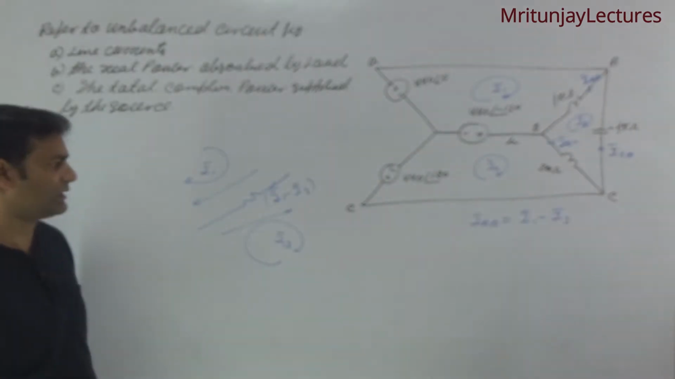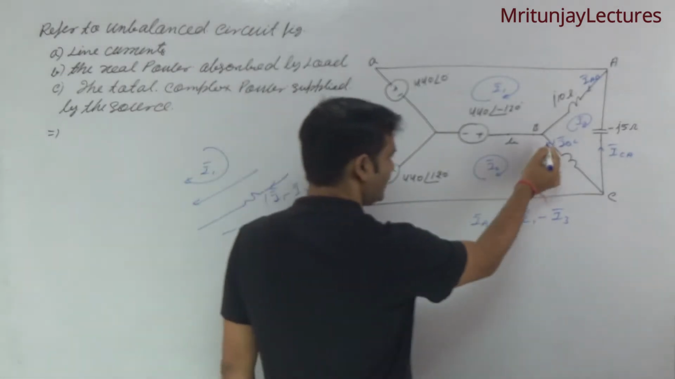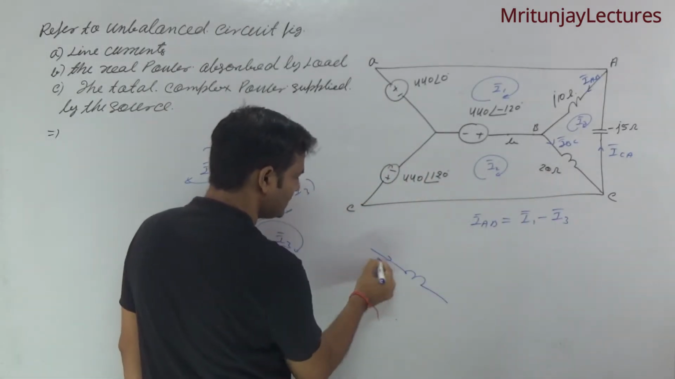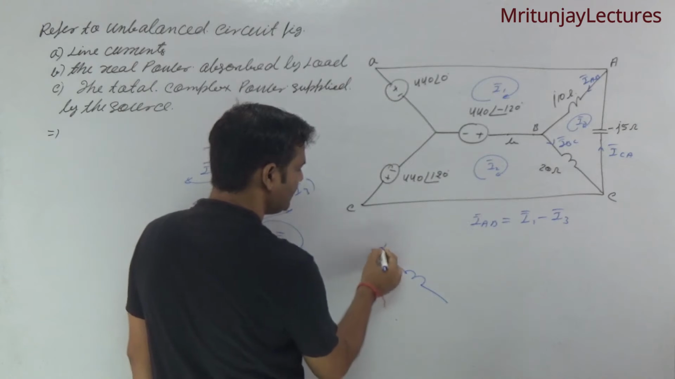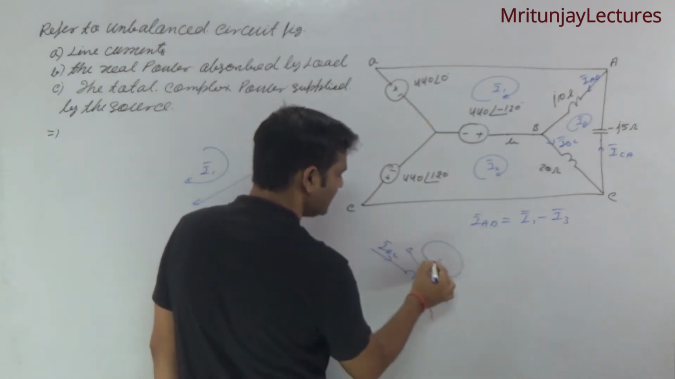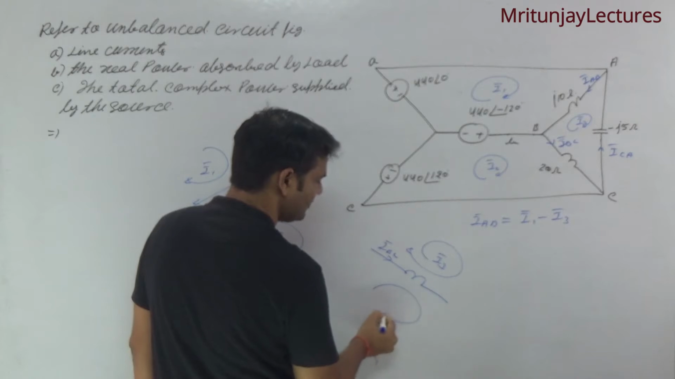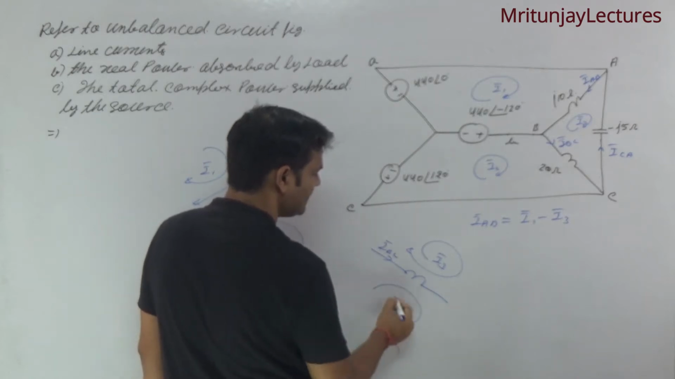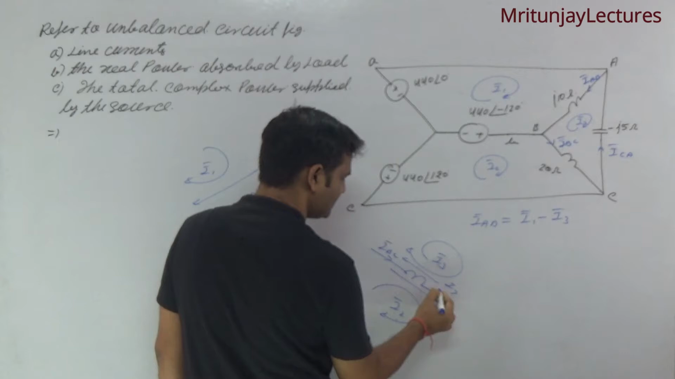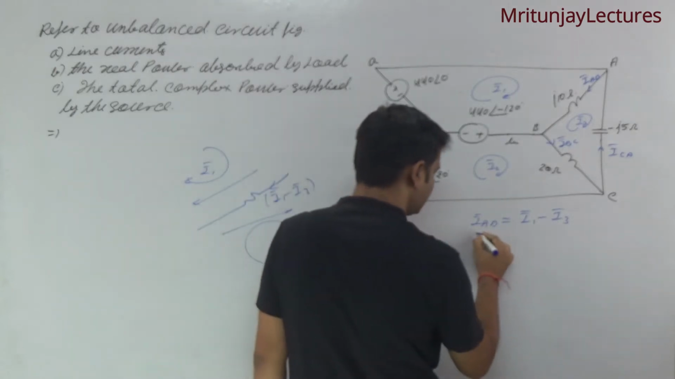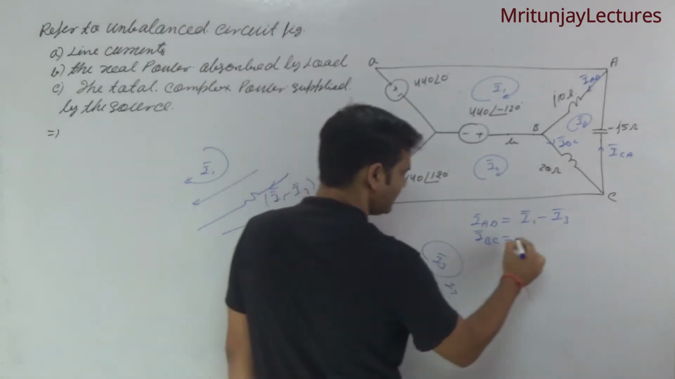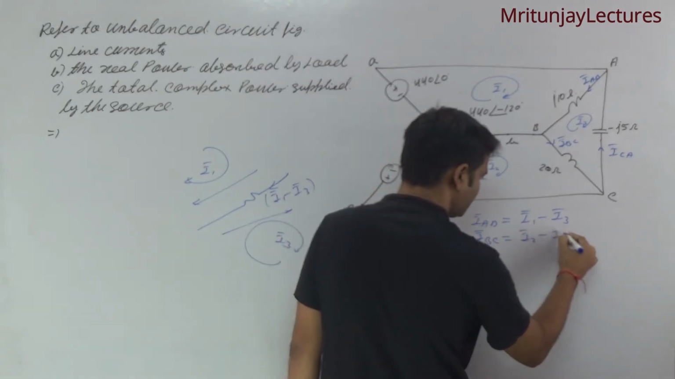Clear? Now the second one, if you focus on this one, IBC. I3 like this one, loop current I2 like this one. Now I2 direction and I3 direction like this one. So IBC is written as I2 minus I3.